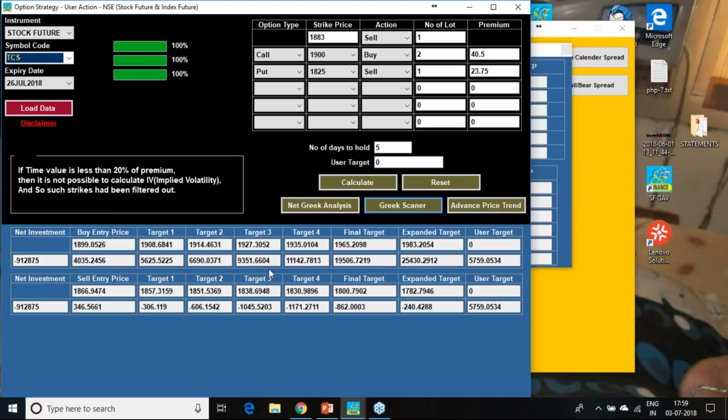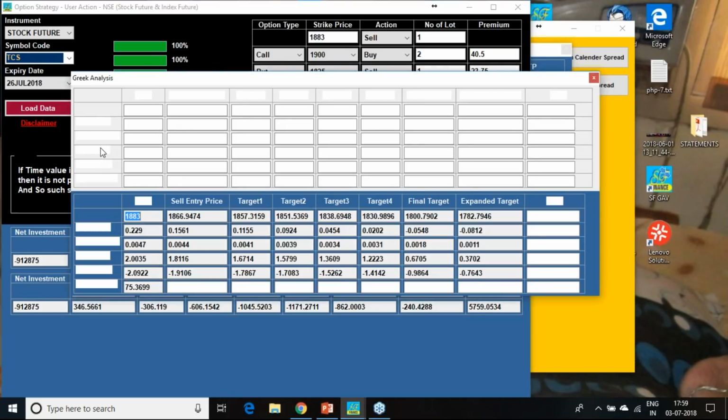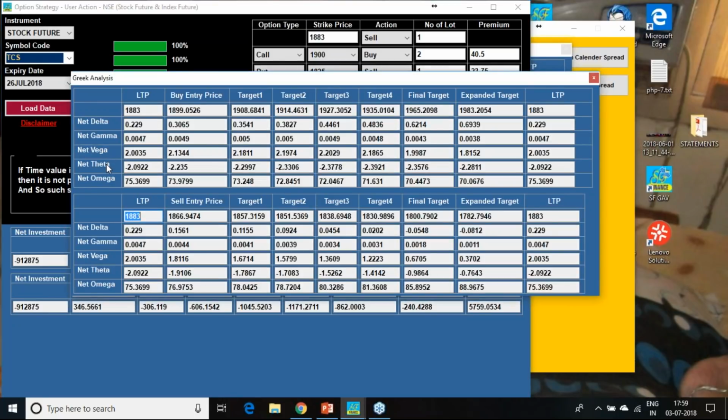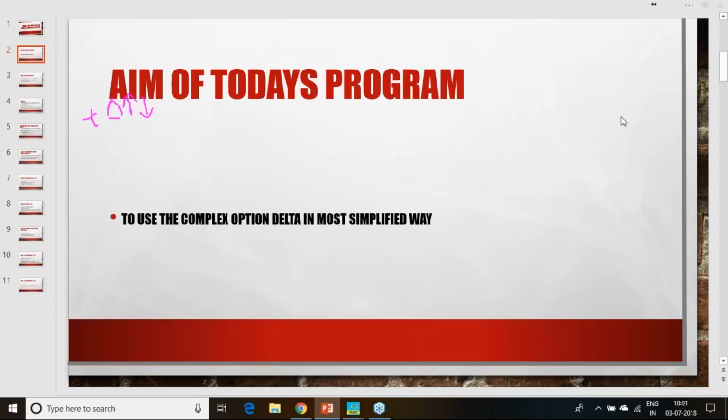However, this profit and loss projection also takes into account your theta and vega. So these two things also it has taken care of. This particular program is to understand delta and how to use it in the most simplified way.